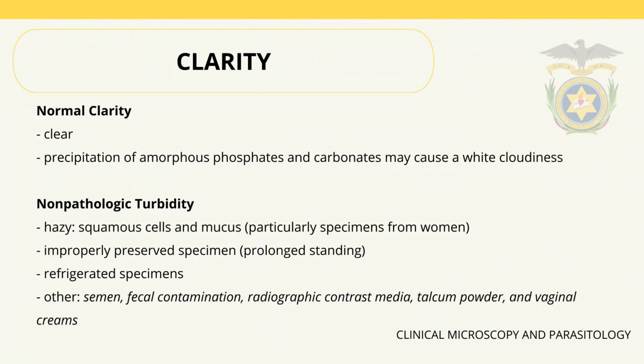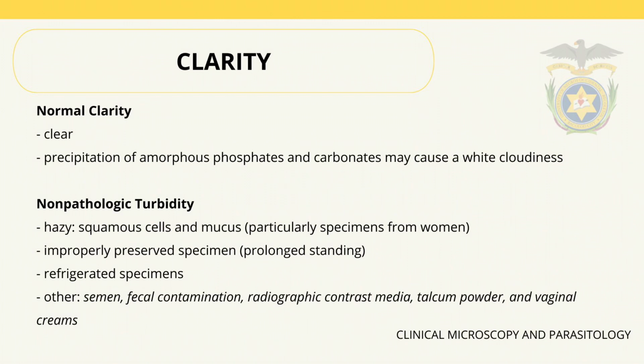Next, let us discuss the urine clarity. Normally, urine should be clear, but it can be expected that there would be precipitation of amorphous phosphates and carbonates that may cause a white cloudiness. For non-pathologic turbidity causes in urine, haziness can be because of squamous cells and mucus, which are particularly found in specimens from women, and improperly preserved specimens, because of prolonged standing, and also in refrigerated specimens.